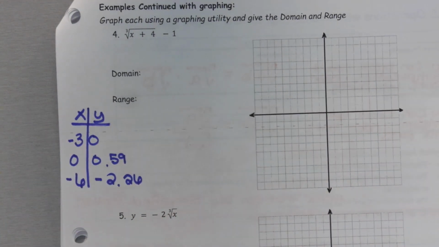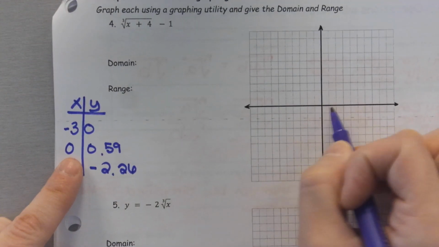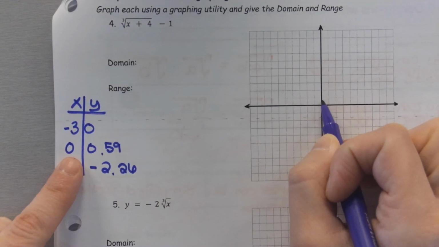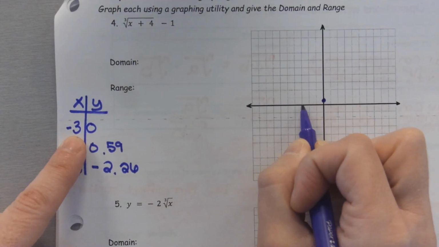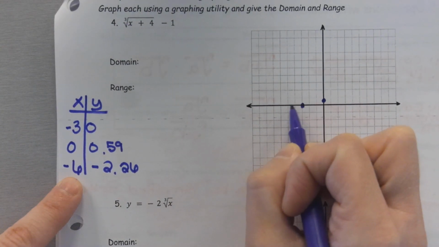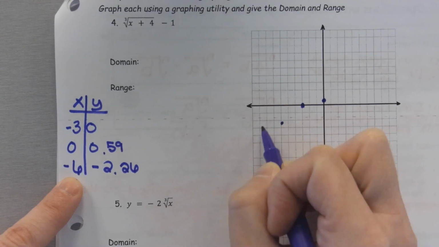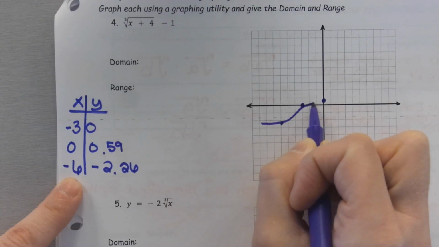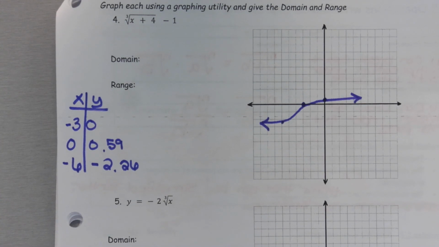Do they have to be in an order? Yeah, I didn't put them in a nice order. I'm okay if they're not. So my first point is over 0, and it's up at 0.59. So about here-ish. -3, 0. And then -6, so -3, 4, 5, 6. And then -2 and a little bit more. So my graph does one of these. So again, definitely 3 points for this one as well.